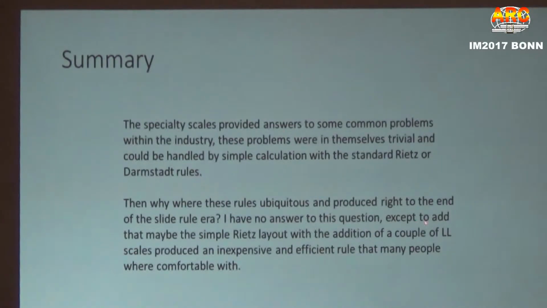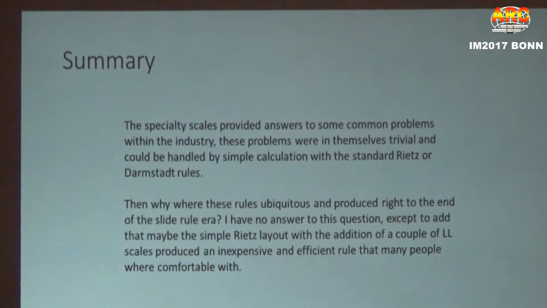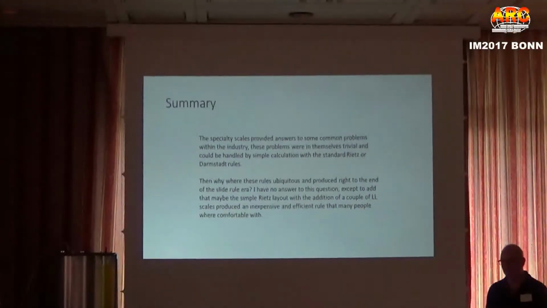I've said here maybe just the Ritz layout with a couple of LL scales produced an inexpensive and efficient rule that many people were comfortable with. But the 154 was, I think, actually cheaper at one stage, and so I'm not too sure why that stayed in.